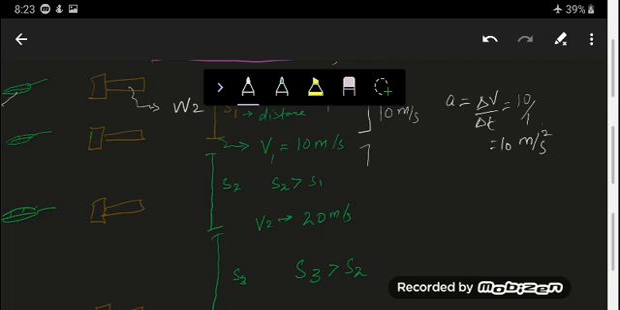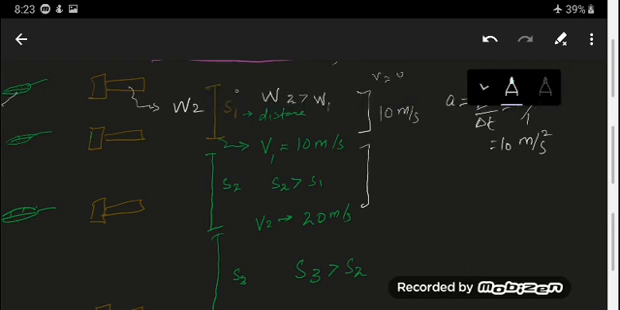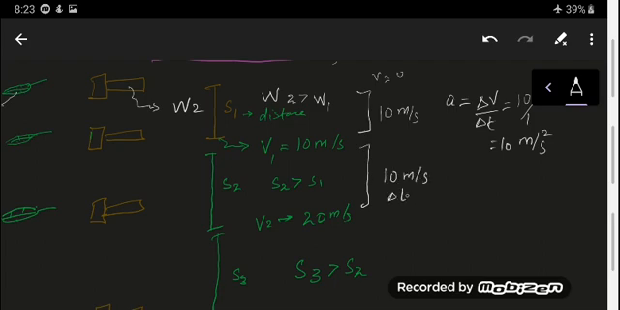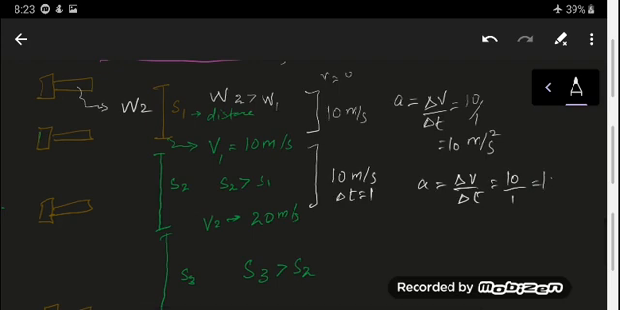As I move downwards, the velocity has increased by 10 meters per second, and the time interval, delta t, where delta is for the change, is again 1 second. So the acceleration is again 10 meters per second squared. The change in velocity is 20 minus 10, that is 10, and delta t is 1. So again you see the acceleration is 10 meters per second squared. The values are the same for the acceleration.